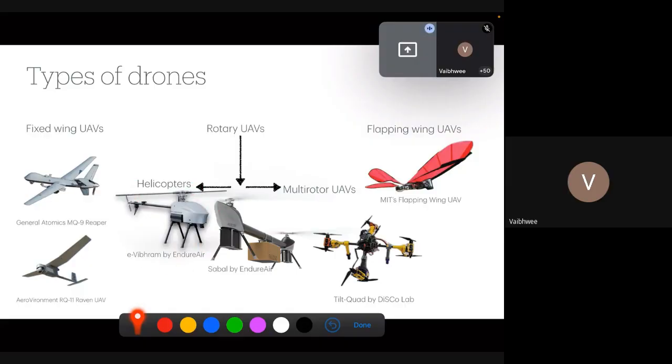Okay, so this helicopter is basically an electric helicopter called eVibram, which has been developed by Endurair, a startup by one of our IIT aerospace faculty members. And this is something that we have developed in the lab, the quad rotor. Now the one that you see in between, which is labeled as Subble, this is again a product that has been developed by Endurair.